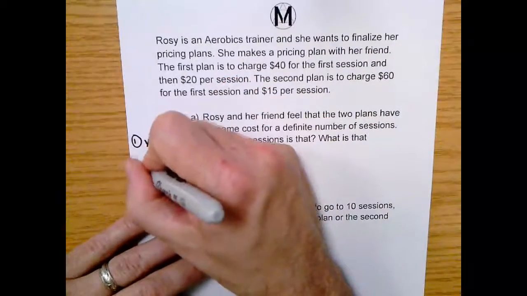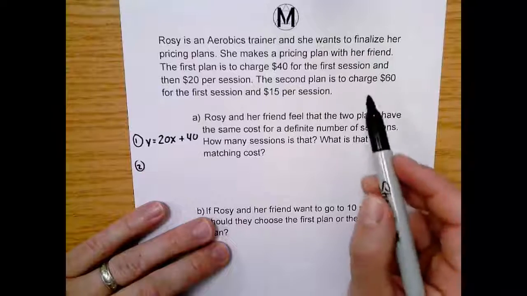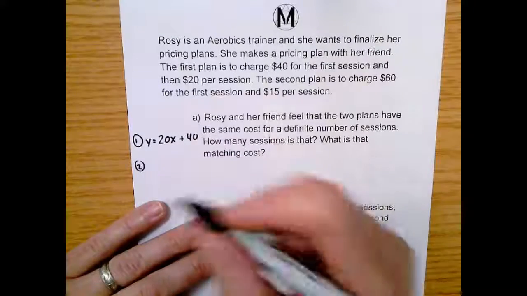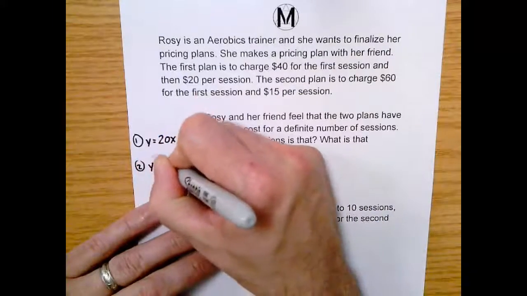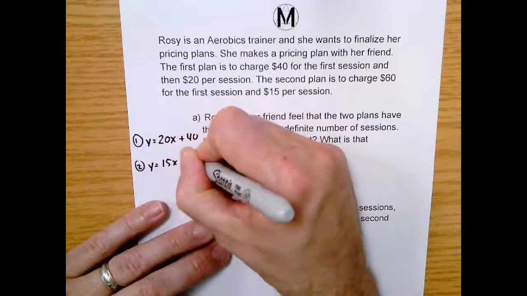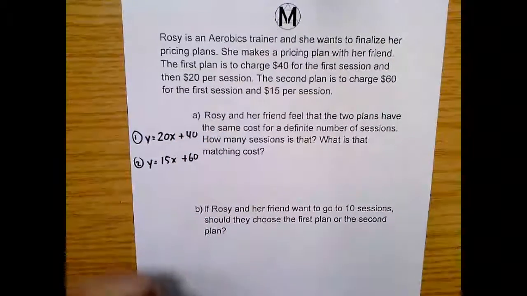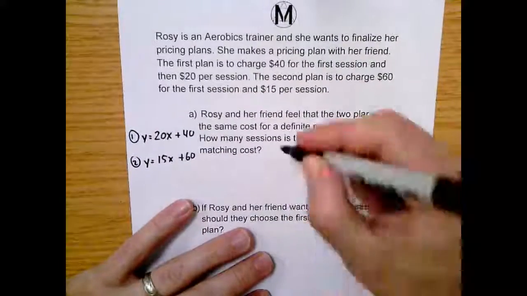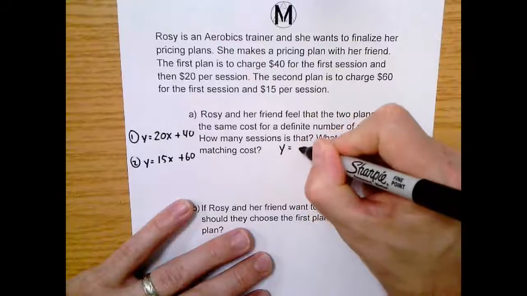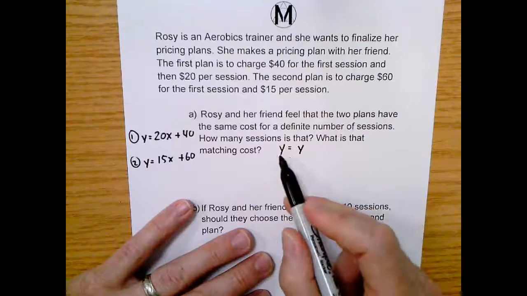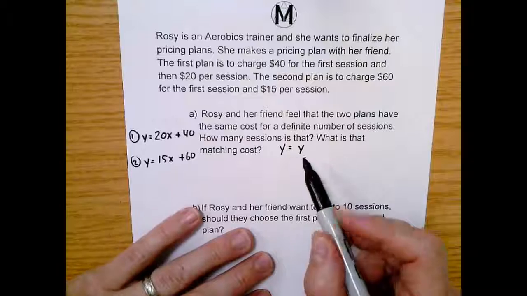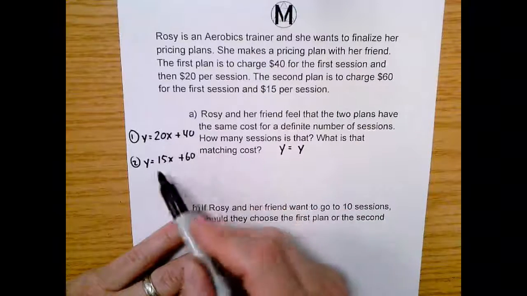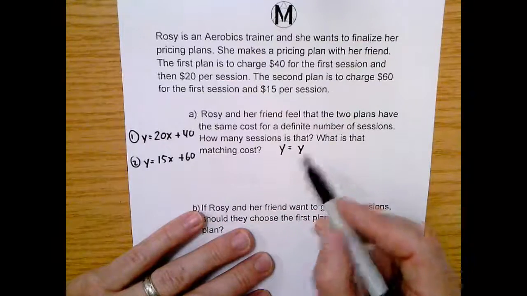And then plan two. Same idea here, $60 for the first session, but then 15 per. So again, it's going to be 15x plus 60. Okay, and so now we just got to work off this idea that they want to know when are they all the same? And when they're all the same, they're literally all the same. So you can think of it like this, when they're the same, y is y, right? It's the same thing. And now we can substitute in. Instead of this y, I can use this y, or I can use that one, it doesn't matter.